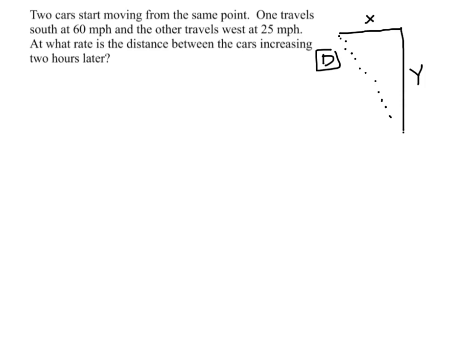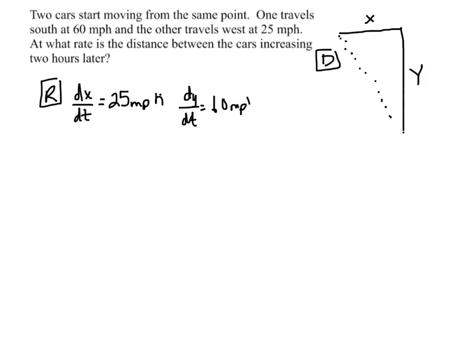Now, the rates. Well, I know dx dt is 25 miles per hour. I suppose I should label it. I know dy dt is 60. And I didn't label the length. I would probably just say z because it's x, y, z. I'm looking for dz dt.